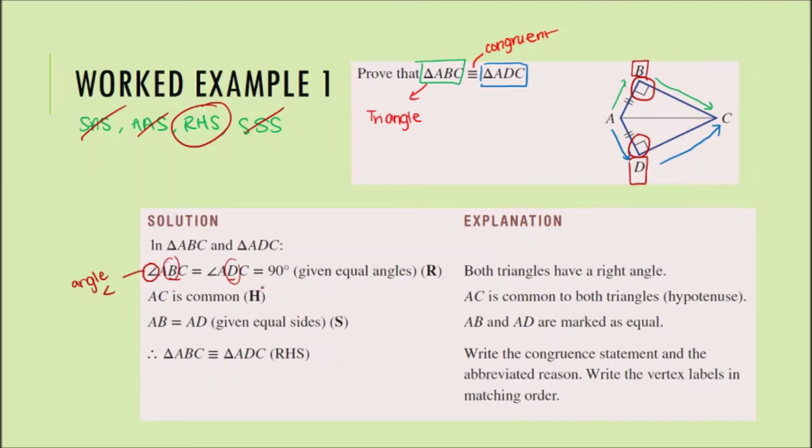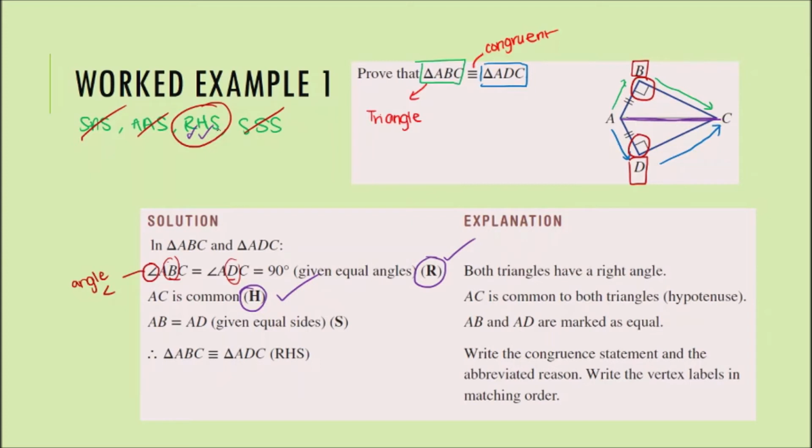AC is common, okay, for the H. So we see AC. AC is the middle line right here. They both share this line. So you can just simply say the line AC is common. That's it, okay? So you should write what they are as you go, so you know that you're crossing off the proof.